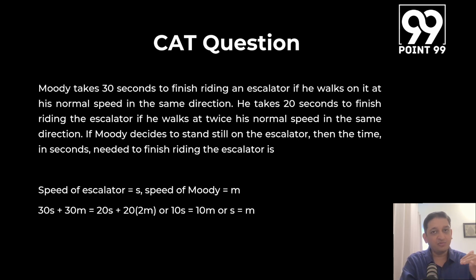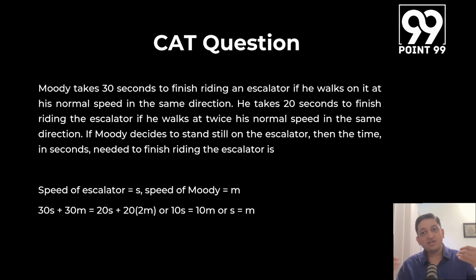30 seconds तक Moody is walking, but the escalator is also working for 30 seconds. Right? So if you are saying that the speed of escalator is s steps per second and speed of Moody is m steps per second, then in 30 seconds distance कितना cover किया होगा? 30s plus 30m. 30s by the escalator, 30m by Moody, and together they are covering the entire distance. Right? He is reaching the top by being in motion for 30 seconds.